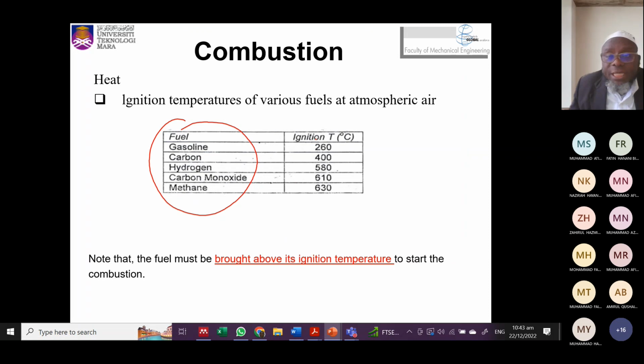Now, there are various types of fuel together with their ignition temperature. For example, the ignition temperature for gasoline is 260 degrees Celsius, which means gasoline will only burn when it reaches this temperature. When the temperature is below 260, there will not be any combustion. Similarly, carbon's ignition temperature is 400, and hydrogen's is this, followed by methane and so on. Before these fuels can be burnt, you need to reach at least these temperatures.